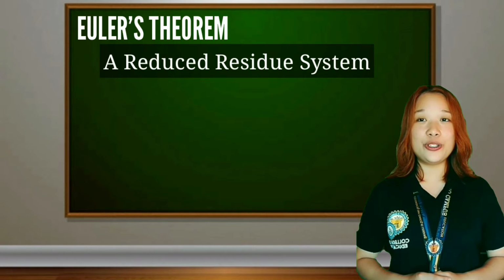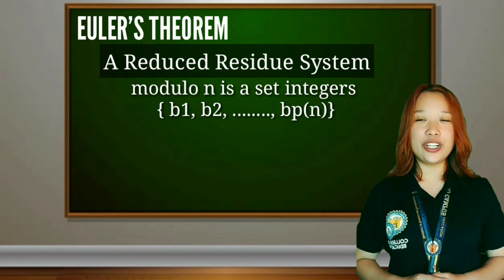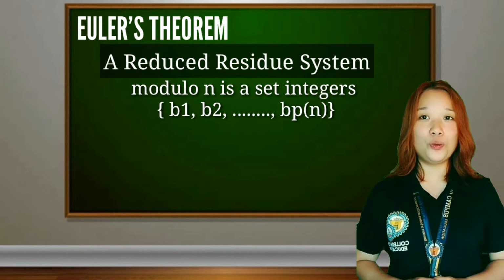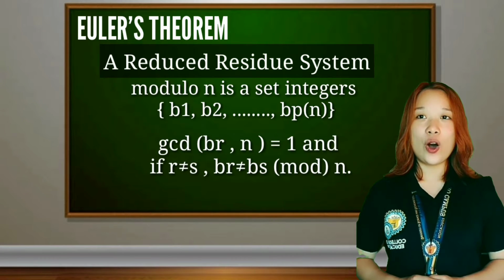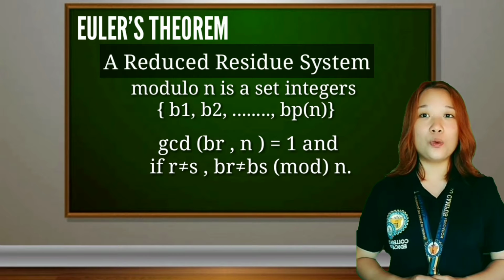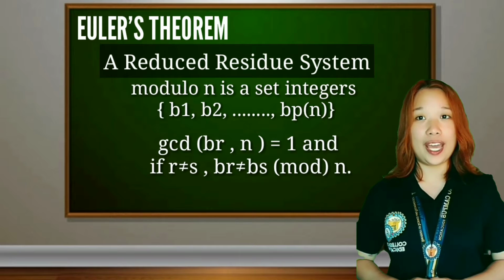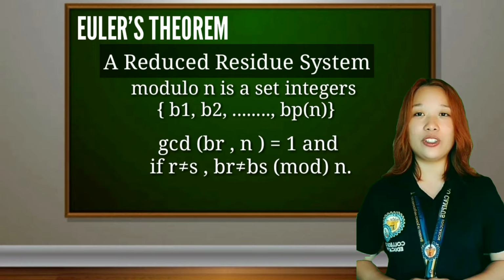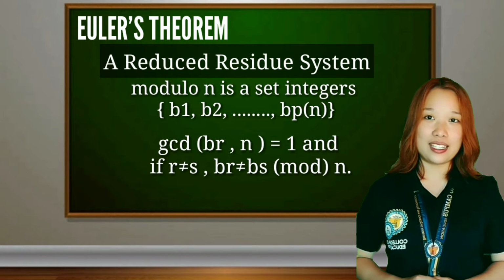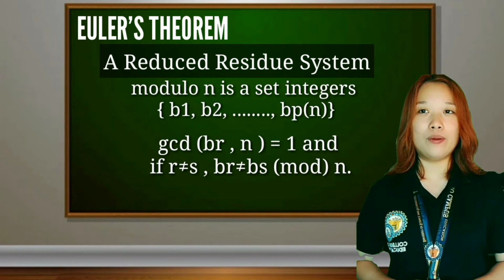Then define the reduced residue system modulo n as a set of integers b1, b2, b3 up to b phi n such that the GCD of b r with n is 1. So every one of these numbers is relatively prime to n. And then if r is not equal to s, then b r is not congruent to b s modulo n. These are all incongruent modulo n and they are relatively prime to n.